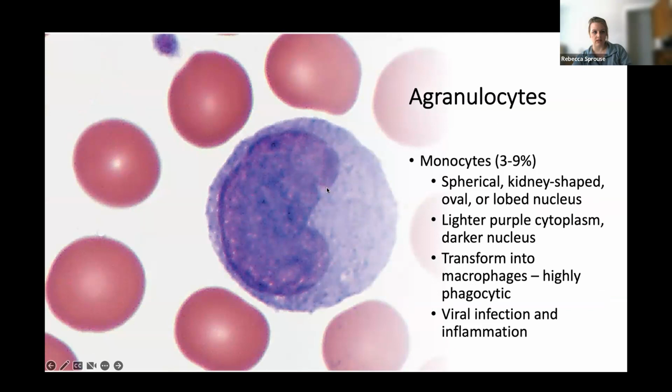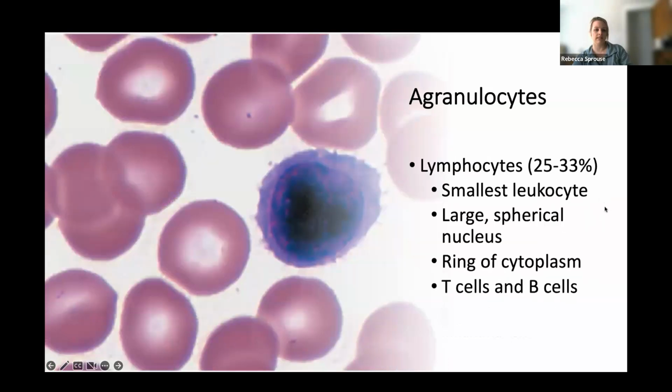And then what does the nucleus look like? Because that will differ from our other agranulocyte. So monocytes are necessary to transform into macrophages. So they are those little Pac-Man guys that go through the bloodstream and chomp up cellular debris and infectious agents. And they respond mostly to viral infection and sites of inflammation. So if you have that injury by that splinter, there's going to be monocytes there responding right away.